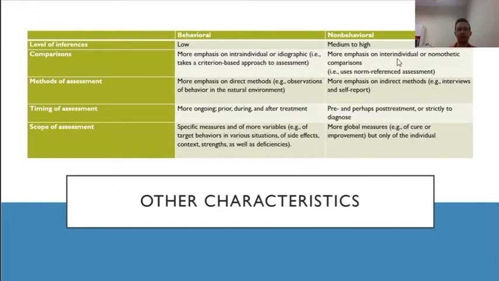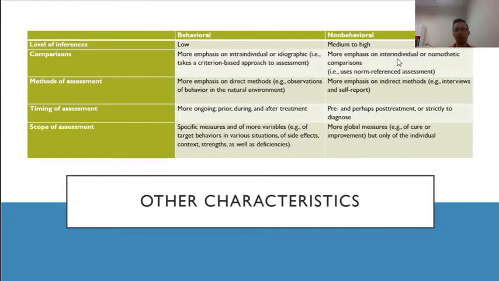Timing of assessments, pre and perhaps post-treatment, or strictly to diagnose. In other words, rather than taking repeated measures frequently over time of the behavior in the assessment process, non-behavioral approaches tend to collect data in a pre-test and then a post-test after an intervention has been implemented or a practice has been used. Or they may simply use assessment just to diagnose.